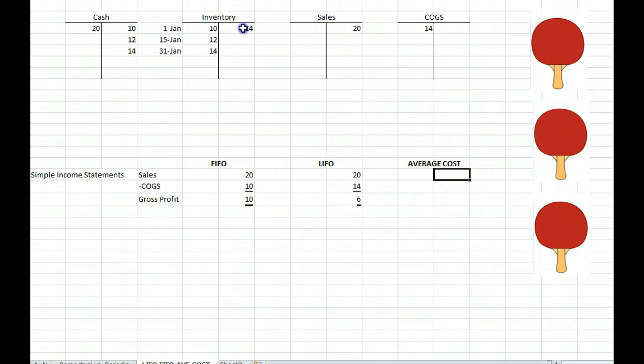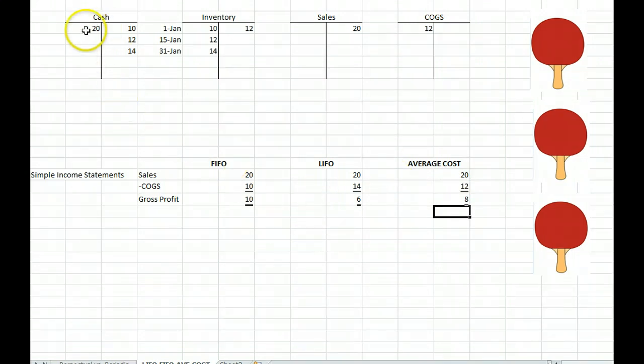Another way to go is to use the average cost method. So at this point, my total inventory is $36 divided by 3 is 12. So I take the average cost out. So still sell it for 20 bucks, but we only move $12 out of inventory into cost of goods sold. So my mini income statement looks like the $20 sale minus the $12 average cost gives me an $8 gross profit.